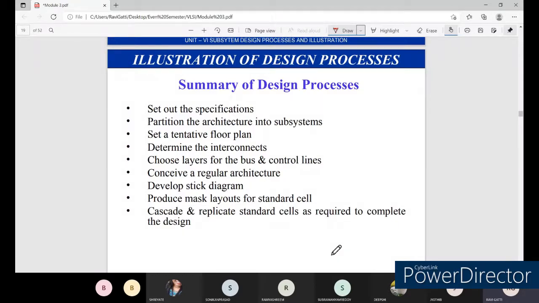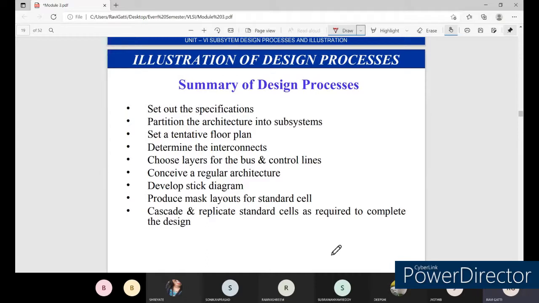The next one is that you need to determine the interconnections. From one subsystem to another, how are you going to interconnect them, whether any crossover is happening or not, how you need to take care of those, and how you can minimize the length of the buses and control lines so that the subsystem can communicate with the memories.